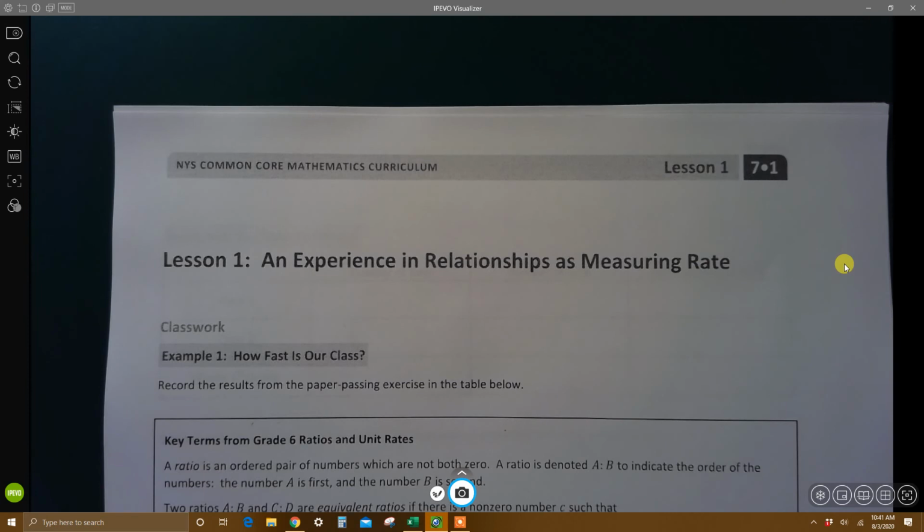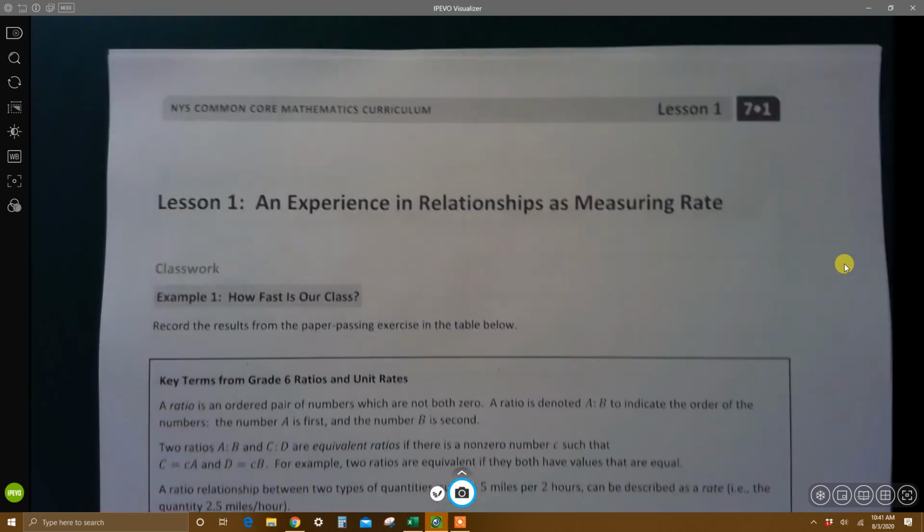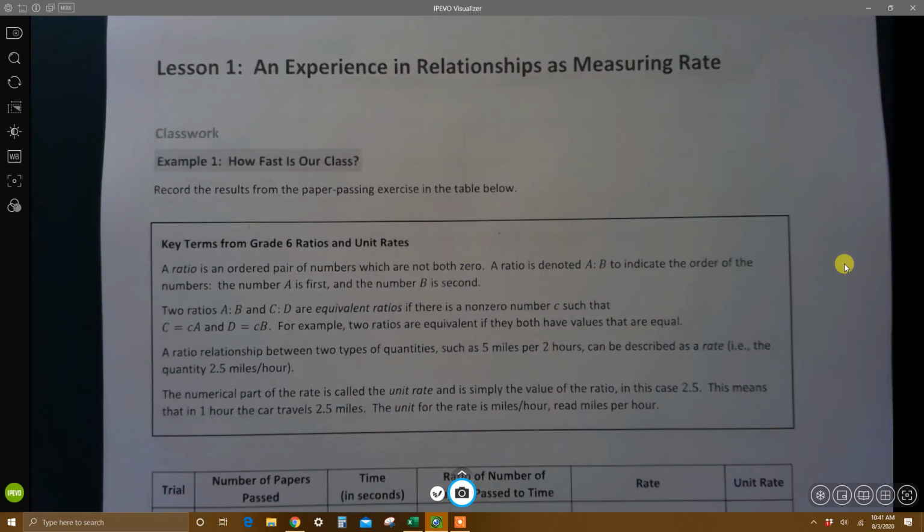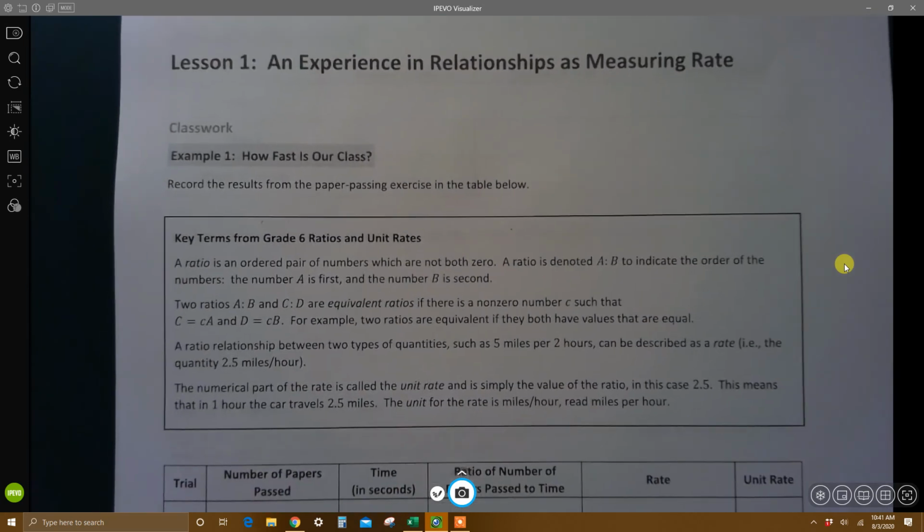Now, if you notice, and this is kind of the weird thing, the very first classwork assignment is: how fast is our class? Record the results for the paper passing exercise in the table below. Well, it's kind of hard to record ourselves passing out papers when we're not actually face to face. So that creates a very interesting problem. What we're going to do instead is I'm just going to fill in some random bits of information and we'll see how we look.